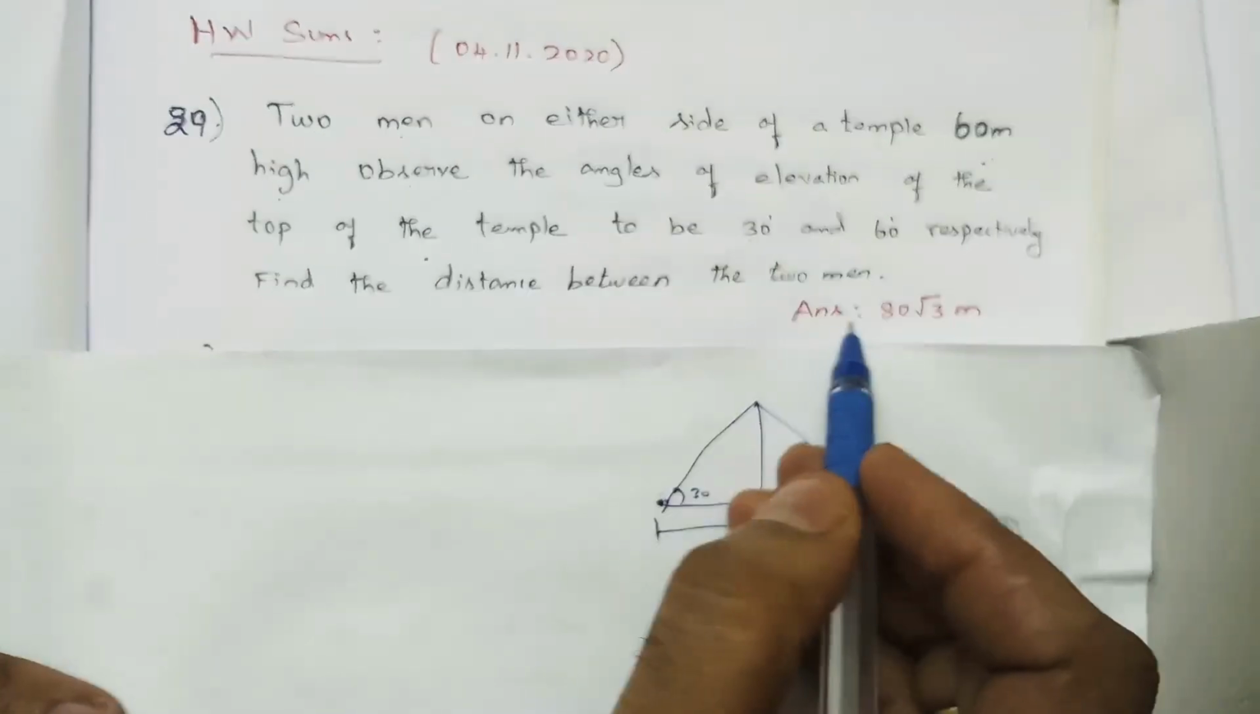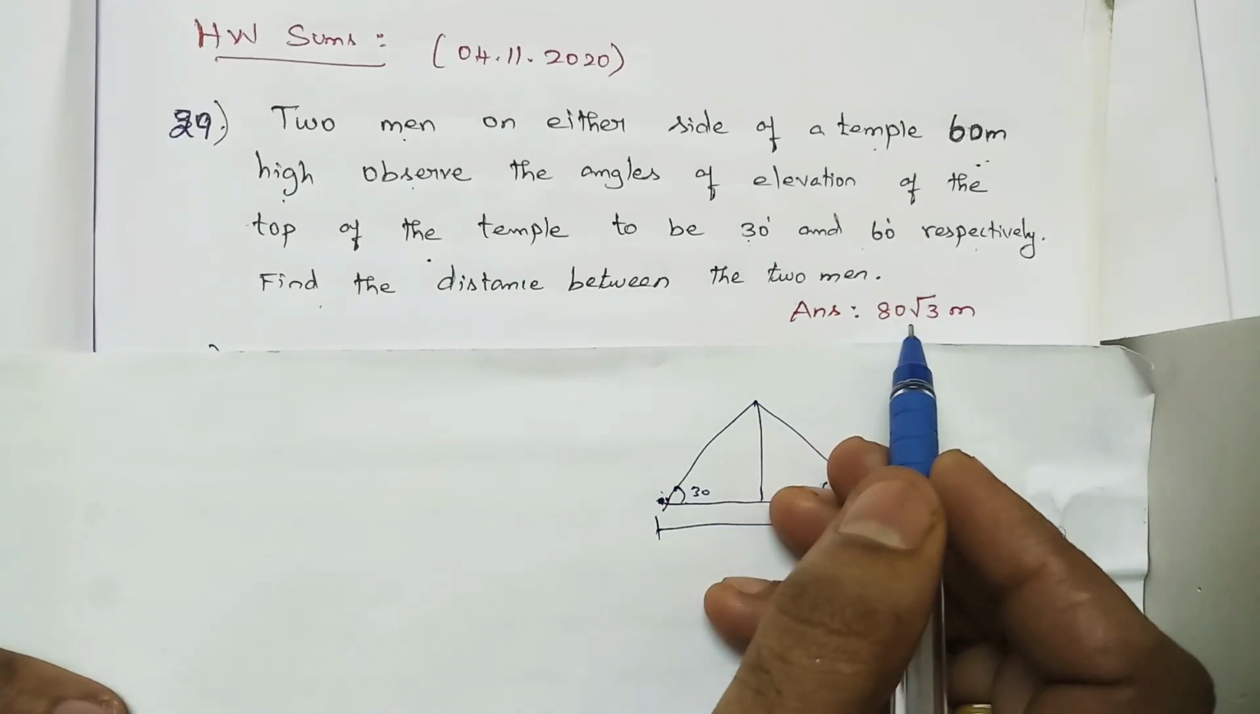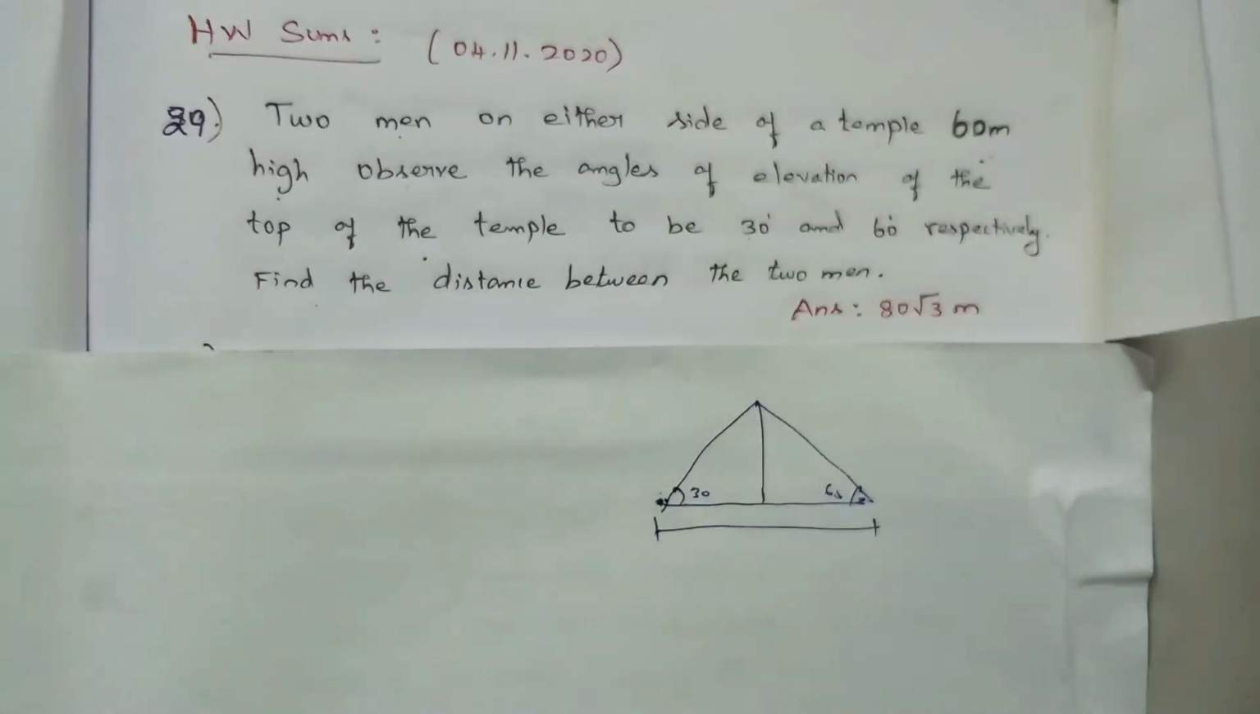The final solution is the answer: 80 into root 3 meter, right? 80 into root 3 meter.